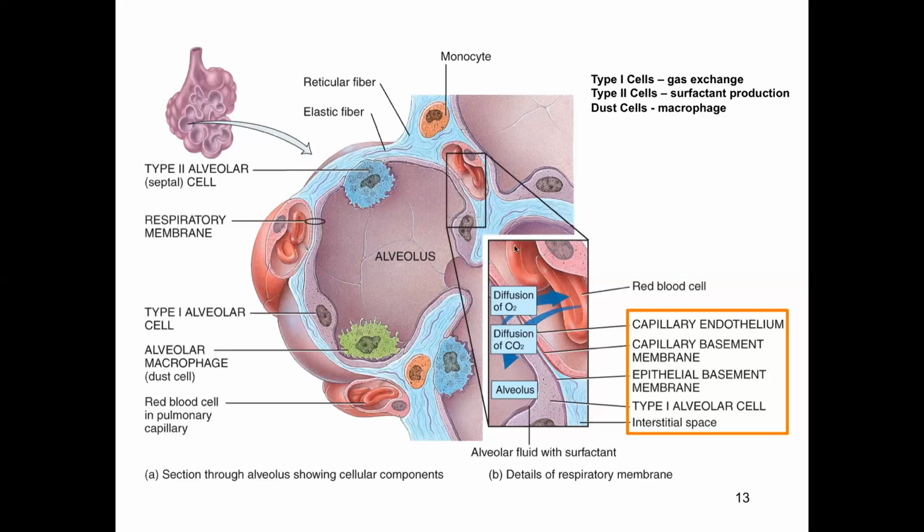Now, so that's a very thin layer for exchange. So we have this huge surface area and a very thin membrane. Those cells that make up that simple squamous epithelium are called type 1 cells, and they're devoted, of course, to gas exchange. But we also have two other types of cells in the alveoli. The other type is called the type 2 cells, and they produce something called surfactant.